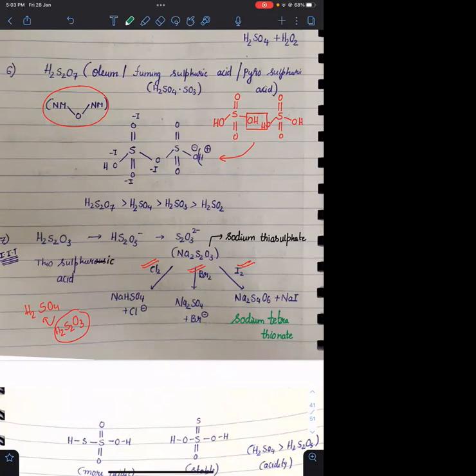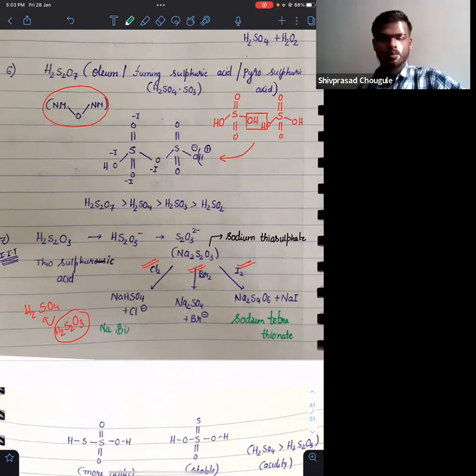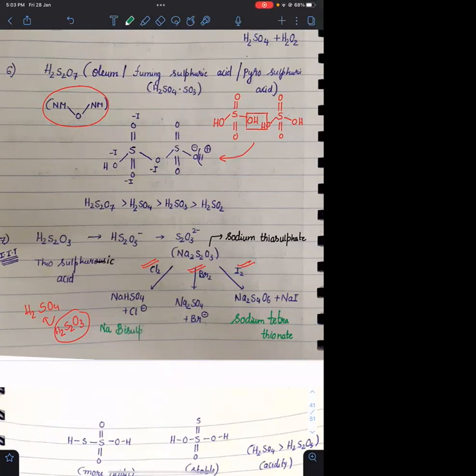With Br2, you are forming sodium sulfate. With Cl2, you are forming sodium bisulfate. Whenever you have hydrogen, it is called sodium bicarbonate, sodium bisulfate. With I2, it is forming sodium tetrathionate, which is used as an estimation reaction of I2, which can further be used as an estimation of O3. Remember?